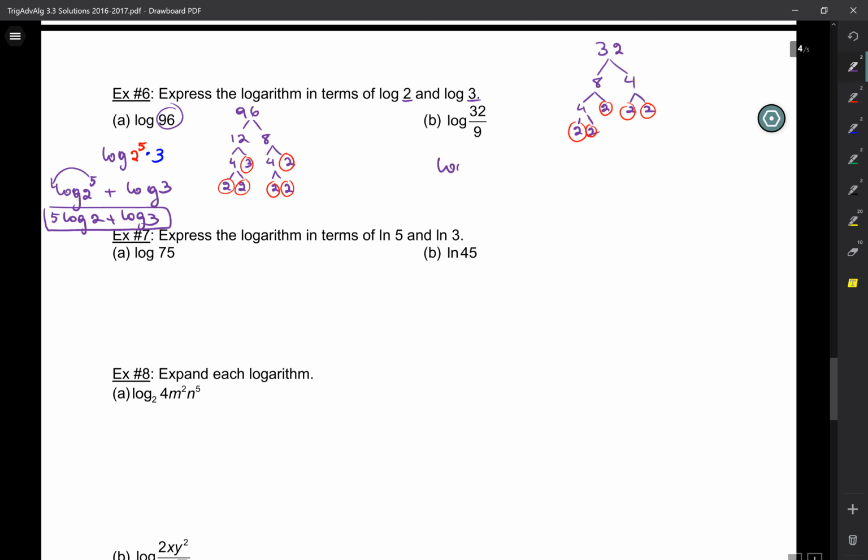So this is log 2 to the 5 over what's 9? 3 squared. That's what you meant. So log 2 to the 5 minus or plus? Minus log 3 squared, then what happens? There it is.